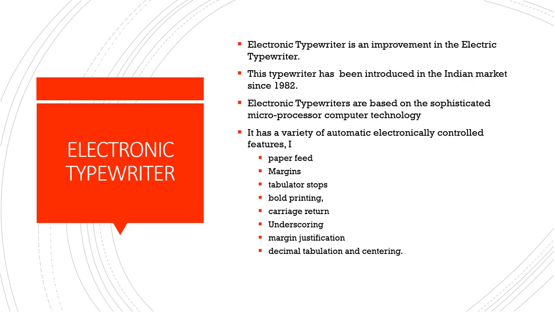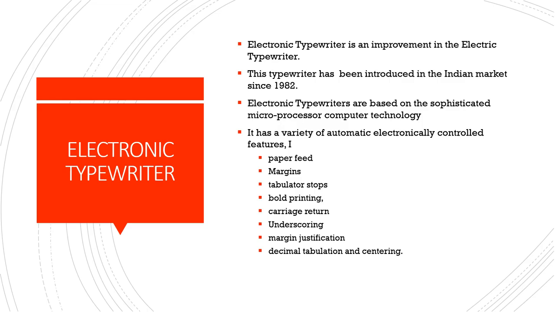Next is the electronic typewriter. It is the latest typewriter. It works like a computer machine. Electronic typewriter is an improvement on the electric typewriter. This typewriter was produced in the market in 1982, and electronic typewriters are based on a sophisticated microprocessor chip. Where microprocessor computer technology is there, it means storage capacity is good, printing quality is also good, and data storing capability is also good.